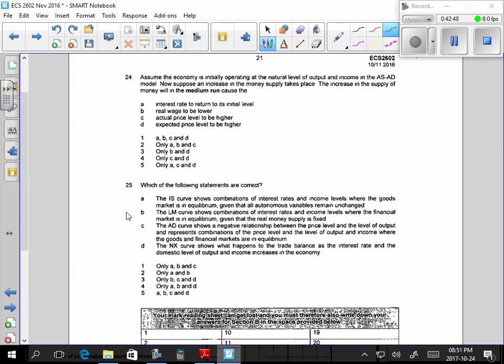24, if the economy is initially operating at the natural level of output and income in the AD-AS model, suppose an increase in the money supply takes place, what will that do? Increase in money supply, expansionary monetary policy, we shift the AD curve to the right. Increase in the supply of money will, in the medium run, cause what? So now they're not actually asking for that initial movement in the AD curve. They're asking for the medium run. They're asking for the reaction of the AS curve. Right. And it would be A, C, and D, option 5.